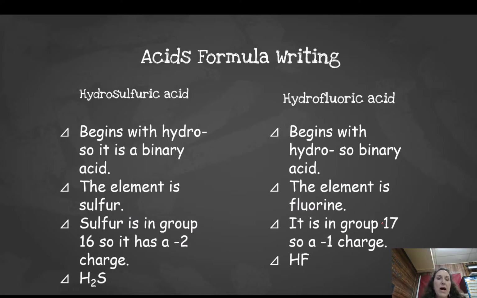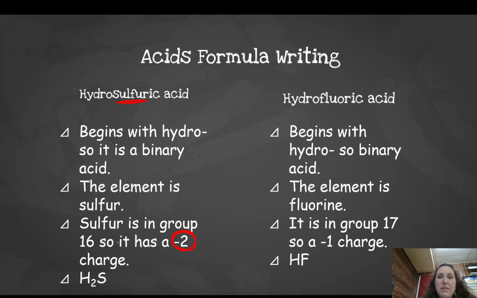All right. Hydrosulfuric acid. It begins with hydro, so we know it's binary. The element is sulfur. We can see that right there. Sulfur is in group 16, so it has a -2 charge. So this becomes the subscript for the hydrogen. So we have hydrogen H with the subscript of 2, which we know because sulfur has a -2 charge. We know that from the periodic table.